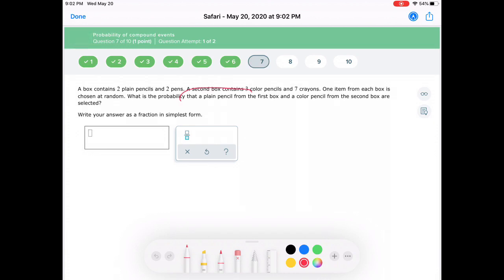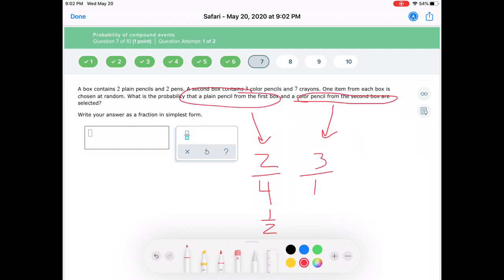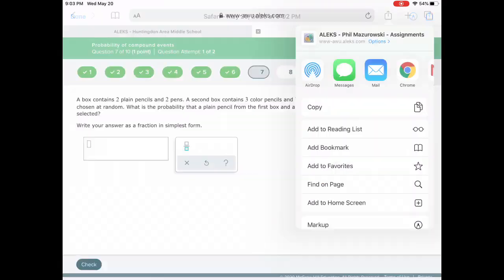The probability that we get a plain pencil: we've got 2 plain pencils out of 4 items, which is 1/2. And a colored pencil from the second box, we have 3 colored pencils out of 10 total things. That can't be simplified. So to find the probability that both things occur, multiply. 1 times 3 is 3, 2 times 10 is 20. So we have 3/20ths for the probability here.